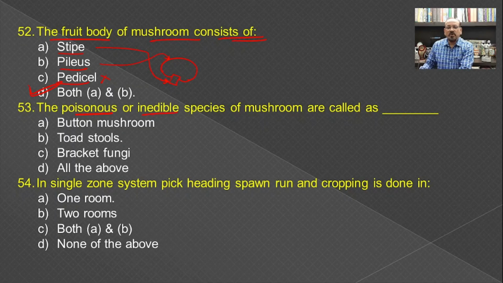The poisonous or inedible species of mushrooms are called as: number 1, button mushroom, it is edible. Toadstool, this is the correct one, and bracket fungi, this is also wrong. So it means that B will be the correct answer for this one, as the poisonous or inedible species of the mushroom are commonly called toadstool.